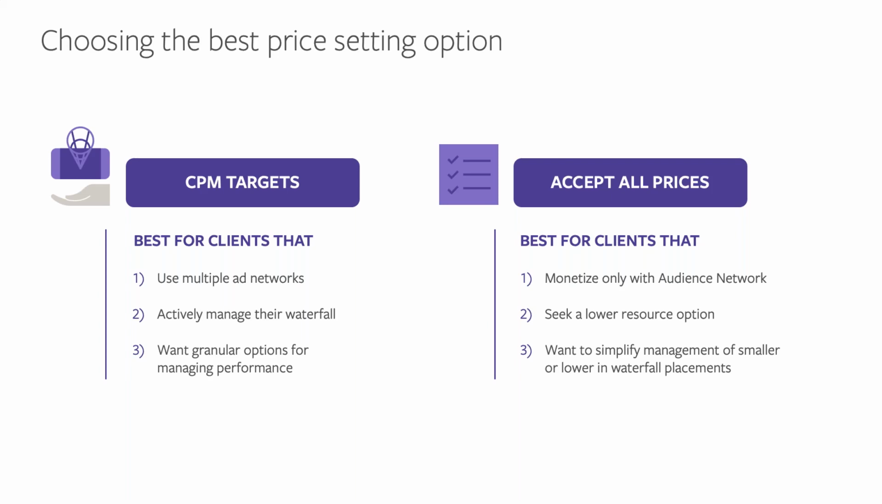So I want to tell you a bit of a story to help you with these 2 optimization settings. Say you're a developer that just launched a new app and is only monetizing with Audience Network, then you want to start with setting your placements to accept all prices. And then say your app goes viral and you start getting a lot more traffic, you would want to add more networks and implement a waterfall to mediate between those networks. And then in this scenario, you want to move over to CPM targets so that you can give Audience Network top of the waterfall with a high CPM target.